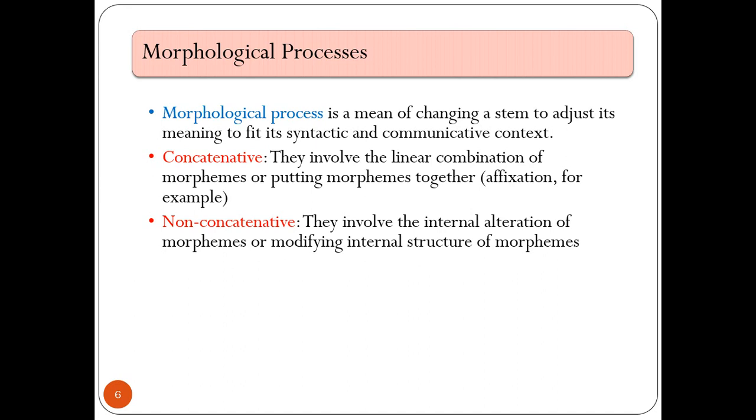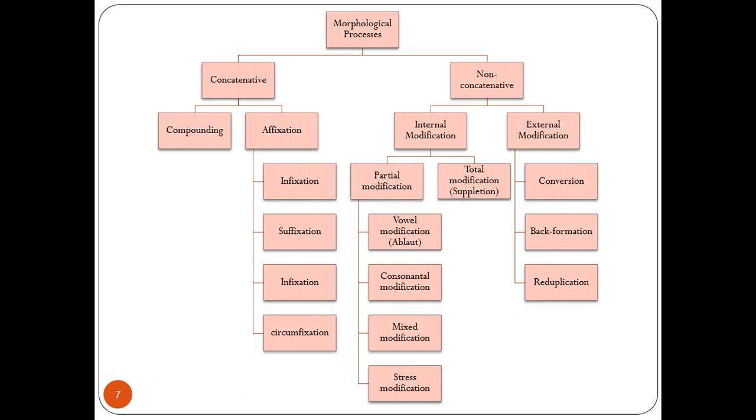Then we have got another process, and that's called non-concatenative. And what happens there? They involve the internal alteration of morphemes, or modifying the internal structure of morphemes. So we have got modification there. Concatenative is equivalent to the process of addition, and non-concatenative is equal to modification, or change, or alteration. This is what you should remember.